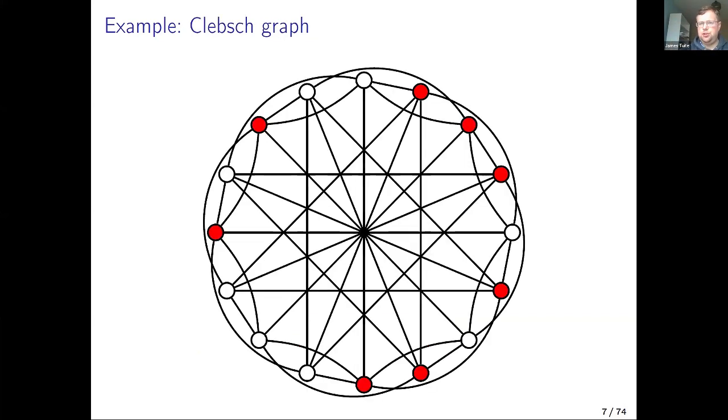Let's see more examples. This is slightly more exotic. The Klebsch graph, and this forms our largest general position set here, or GP set. Of course, this is a little harder to verify. We did this by computer. But if we look at any pair of red vertices and any shortest path between them, there is no third red vertex on that path.